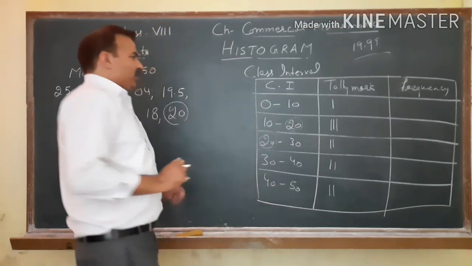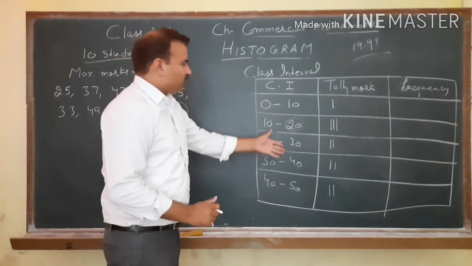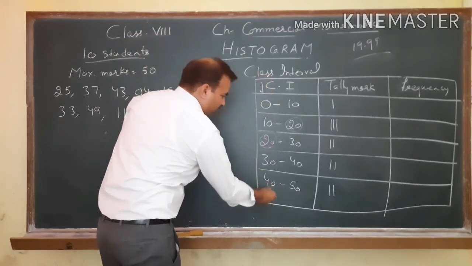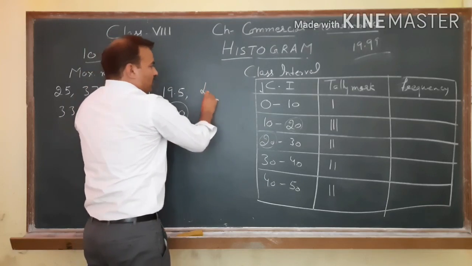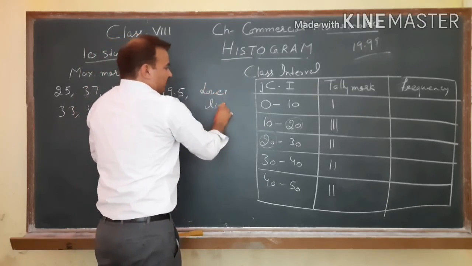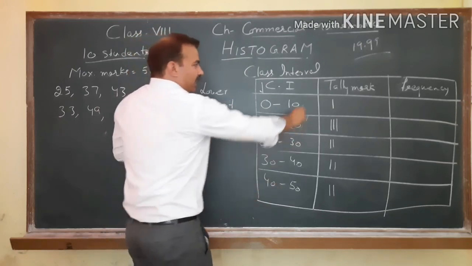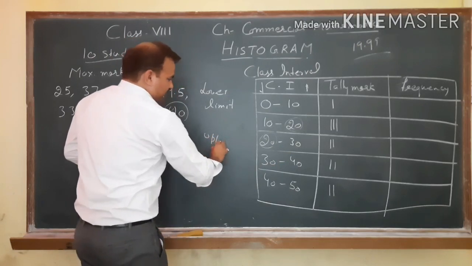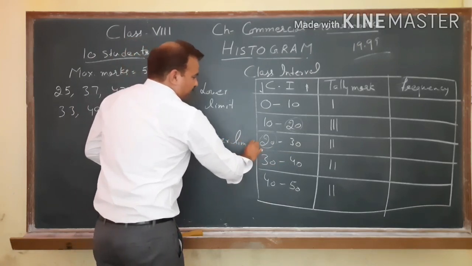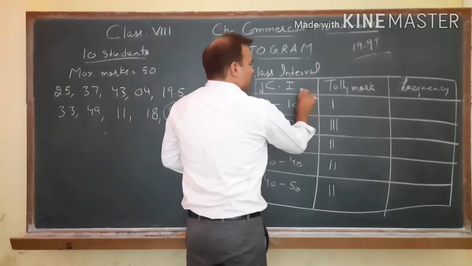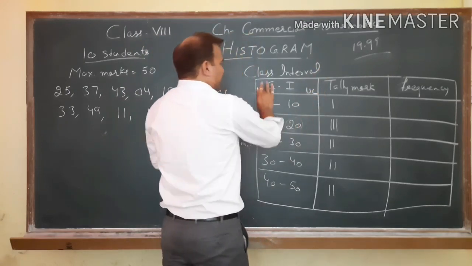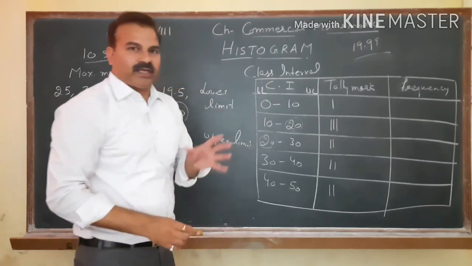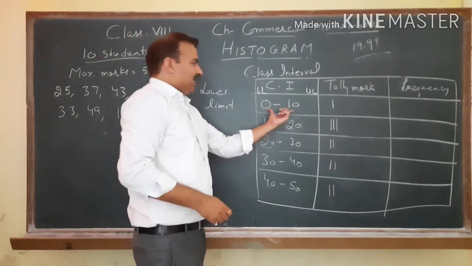Now one more important thing is this. This is 0 to 10, 10 to 20. What is this? The first value, 0, 10, 20, 30, 40, is known as the lower limit of the class interval. And this one is known as the upper limit. I'm writing here UL, that is upper limit, and here LL, that is lower limit, so that you can understand it well. So this is a class interval.